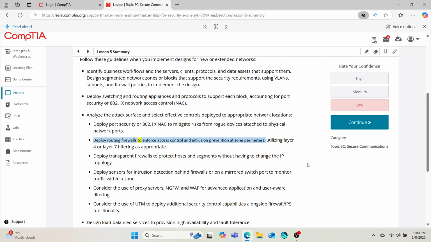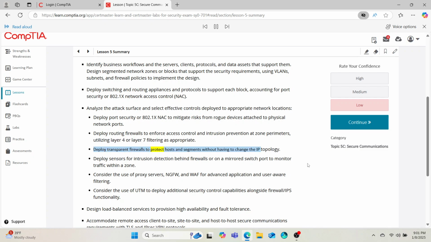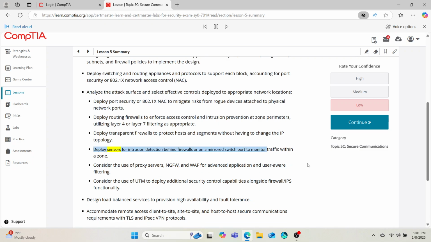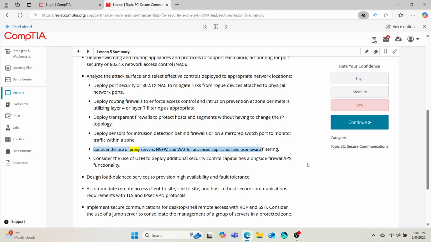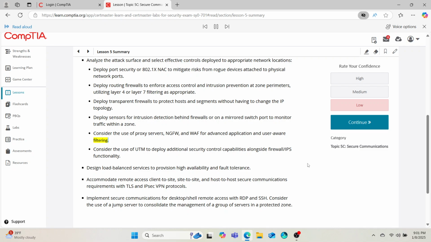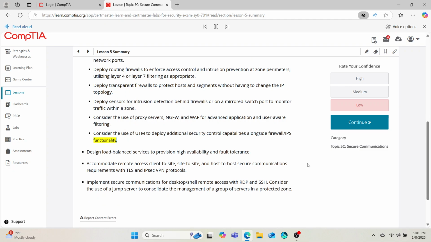Deploy routing firewalls to enforce access control and intrusion prevention at zone perimeters, utilizing Layer 4 or Layer 7 filtering as appropriate. Deploy transparent firewalls to protect hosts and segments without having to change the IP topology. Deploy sensors for intrusion detection behind firewalls or on a mirrored switch port to monitor traffic within a zone. Consider the use of proxy servers and GFW and WEF for advanced application and user-aware filtering. Consider the use of UTM to deploy additional security control capabilities alongside firewall/IPS functionality.